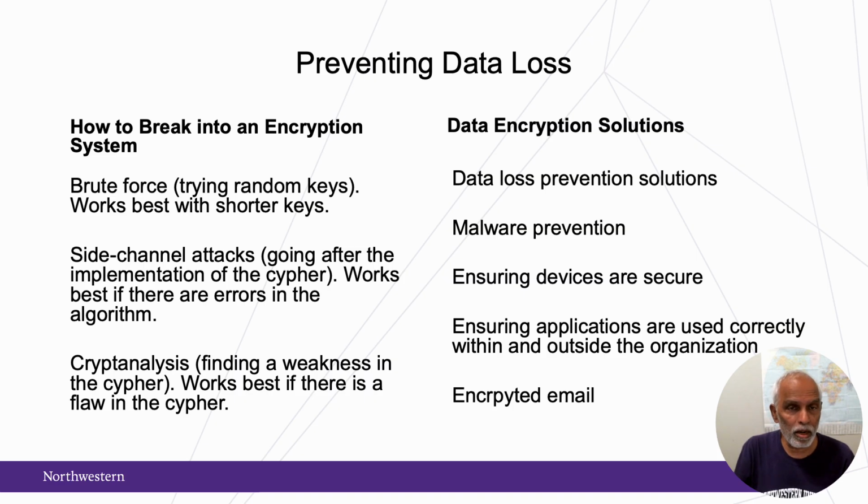Preventing data loss: how to break into the encryption system? Brute force. People try trying random keys, which works best with shorter keys. Then side channel attacks go after the implementation of the cipher, which works best if there are errors in the algorithm. And cryptanalysis, finding a weakness in the cipher, works best if there is a flaw in the cipher. Okay, RSA avoids all those things.